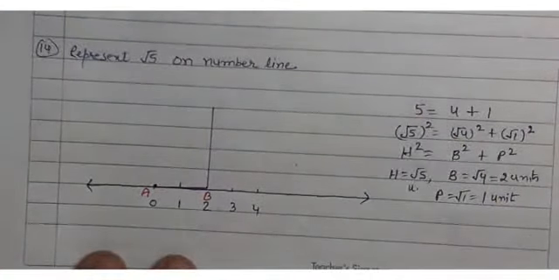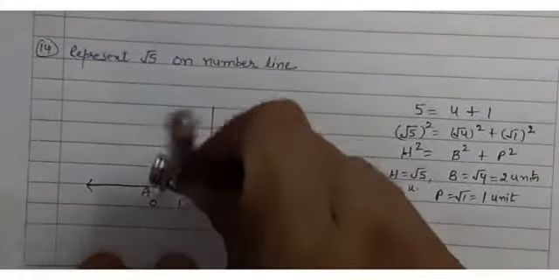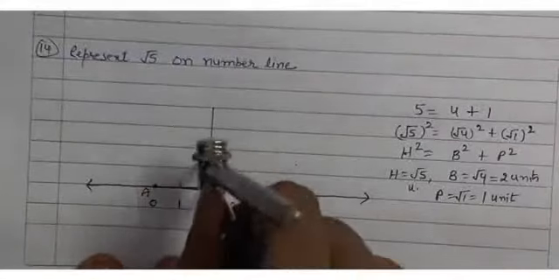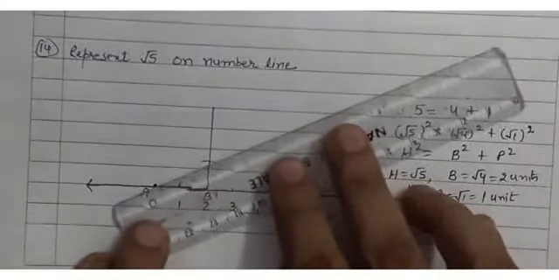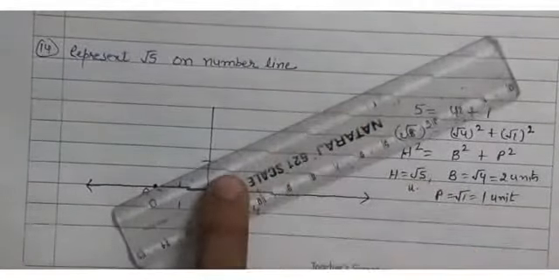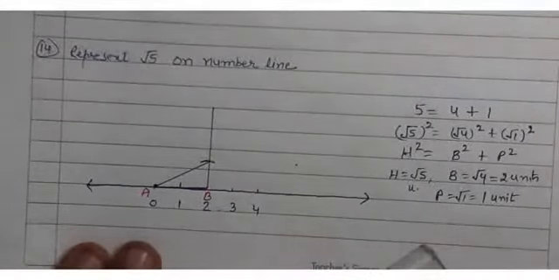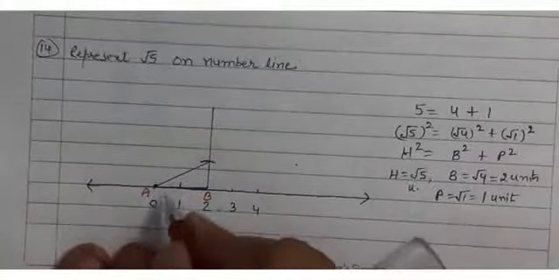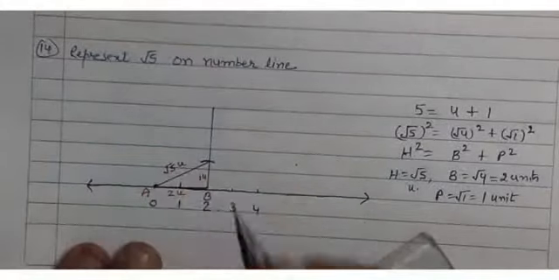Then 1 unit perpendicular. 1 unit means 1 centimeter. Like this. Then join these two. You can join it. Okay, this is the arc. Now think, what will be? AB is your 2 units, this is 1 unit, and this will be √5 units.